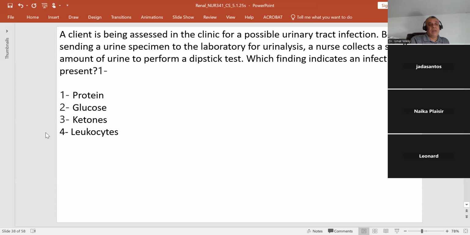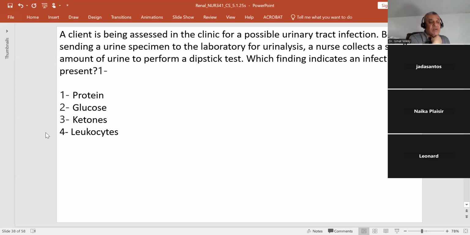Okay. Now, the answer was number 2. Klein is being assessed in the clinic for possible UTI. So before you send the urine specimen to the lab for UA, you would collect a small amount of urine to perform a dipstick test. So which finding indicates the infection is present?